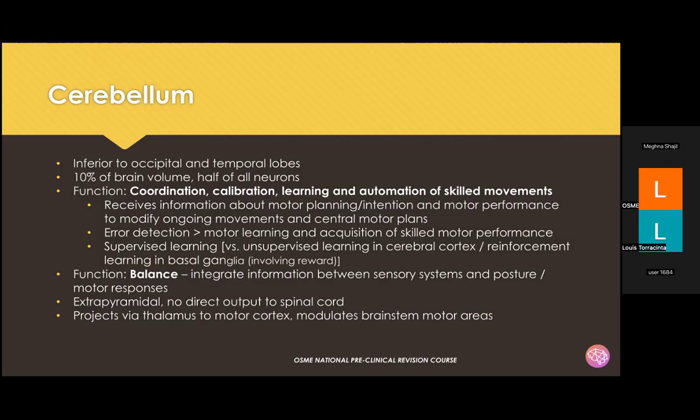It's kind of supervised learning. The cerebellum is really important for making sure that the movements are going as we want them to. And it's very important as well in balance. So it integrates information between the sensory systems and the postural and motor responses to maintain your balance so that you can just walk around and things like that. As we mentioned, it's extrapyramidal, so it's outside those corticospinal tracts. It projects via the thalamus to the motor cortex and then modulates brainstem motor areas. So it's quite a complex circuit.